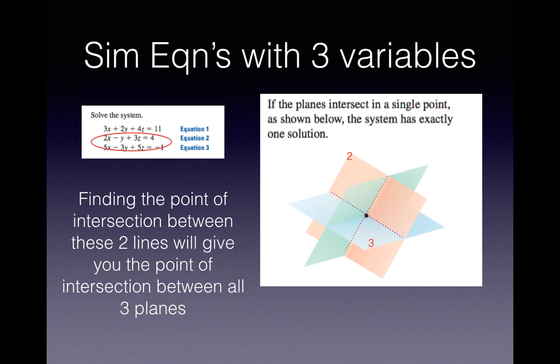So again, the method would be eliminate one variable from equation 1 and 2, eliminate the same variable from 2 and 3, and then your answers in both cases are equations of the line. You would solve the simultaneous equations for the equation of the line, and then you'd be able to get x, sub it in to get y, and then sub x and y into any of the 3 equations there to get your z. Now let's see it being done.